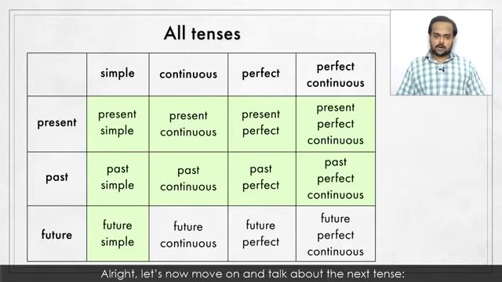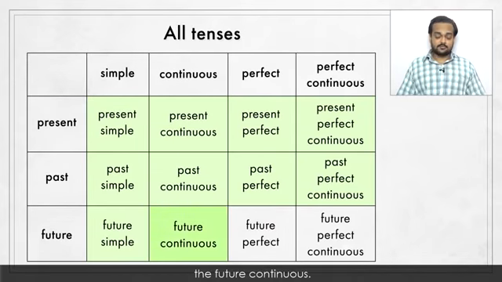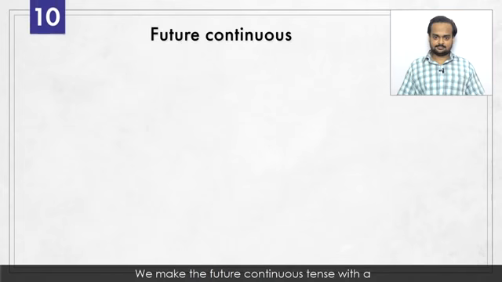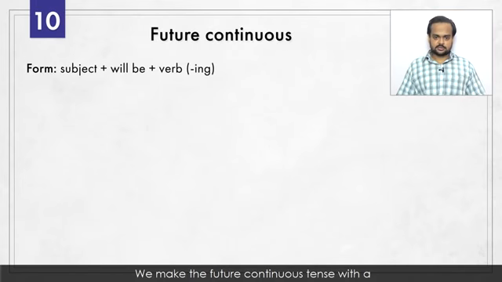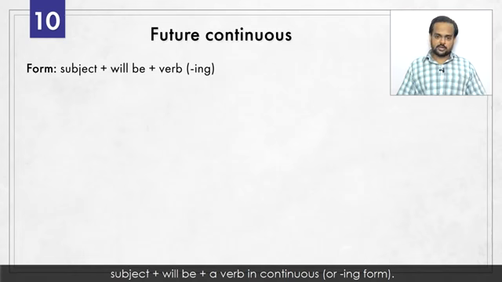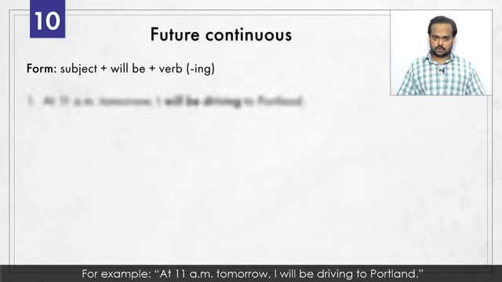All right, let's now move on and talk about the next tense, the future continuous. We make the future continuous tense with a subject plus will be plus a verb in continuous or ing form. For example, at 11 a.m. tomorrow, I will be driving to Portland.